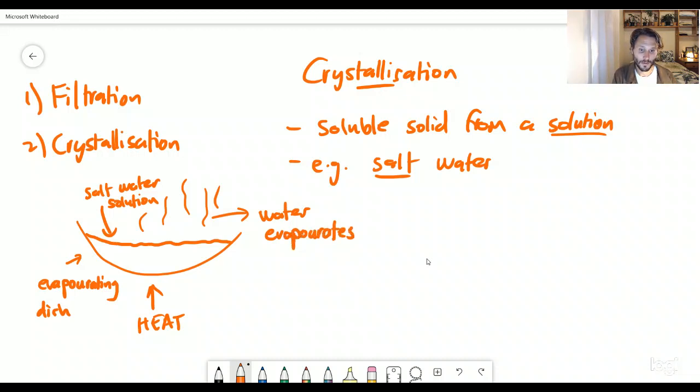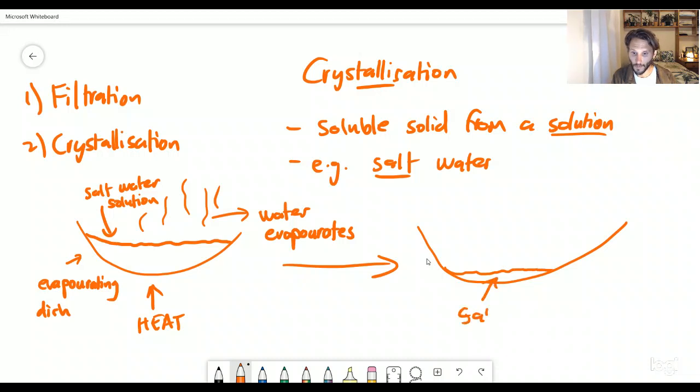Okay, and after a few hours, if you're using a Bunsen burner, you will start to see crystals form at the bottom of the basin. In this case, it's salt crystals. In the exam, you might get other substances, other compounds like copper sulfate, potassium iodide, anything like that.